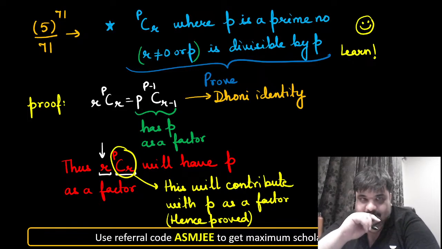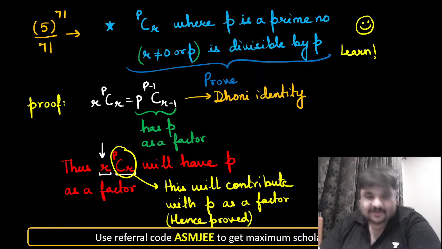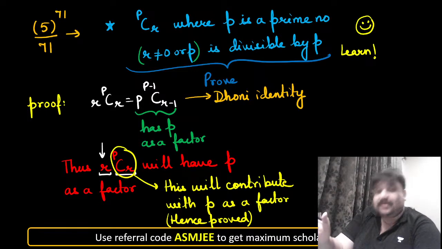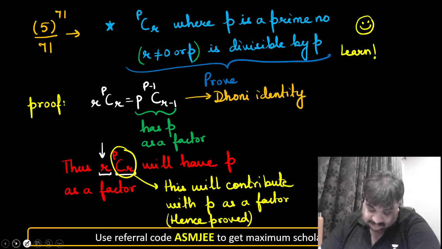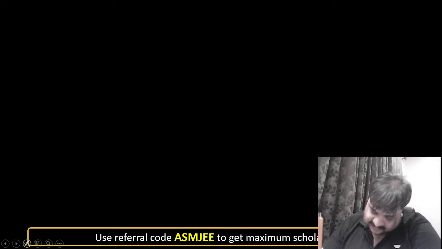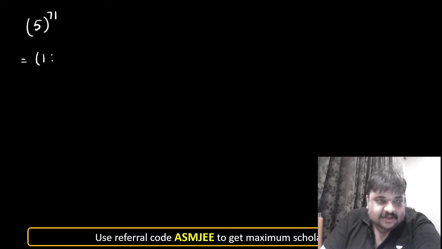How? Let me show you. Let's take this example: 5 raised to 71. Fermat broke it down like this.